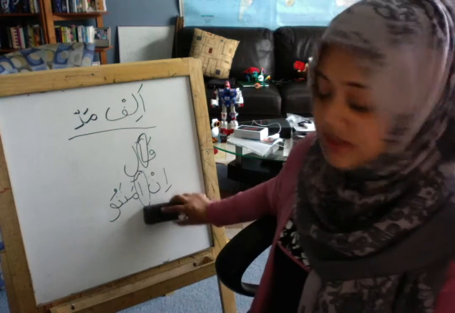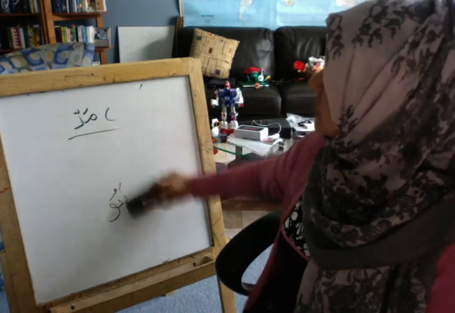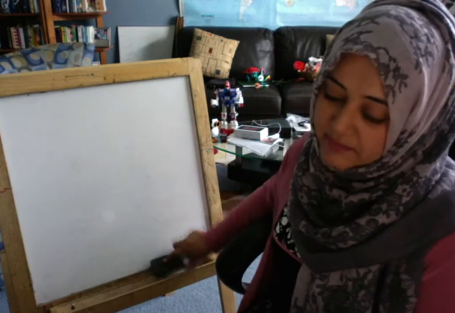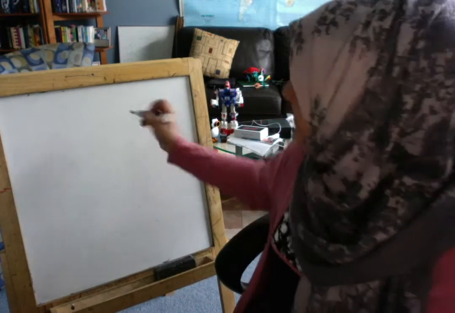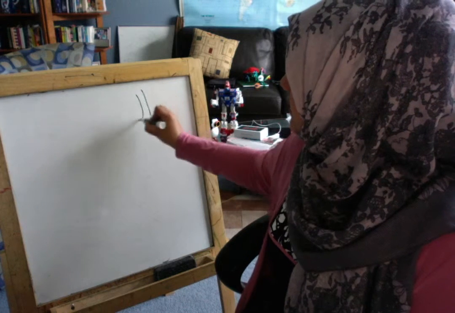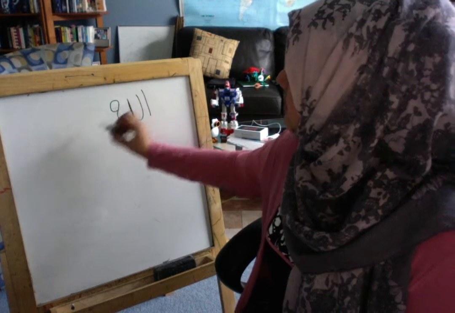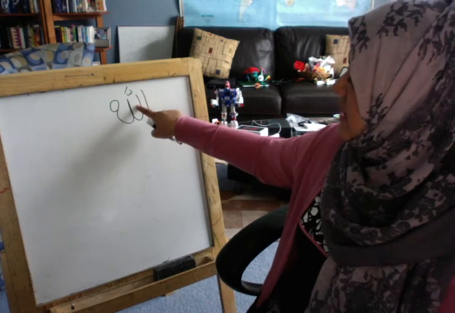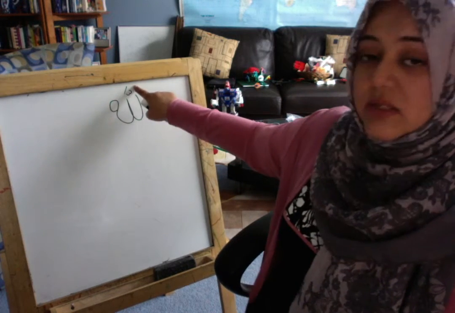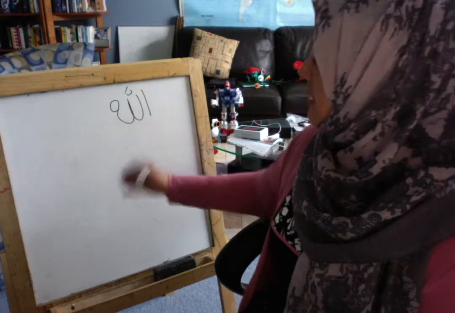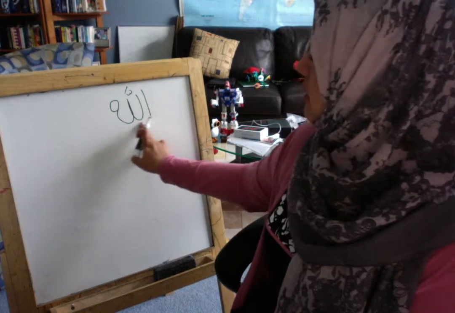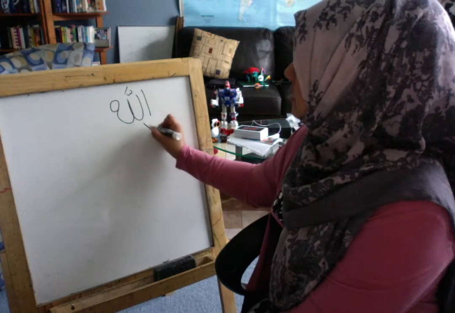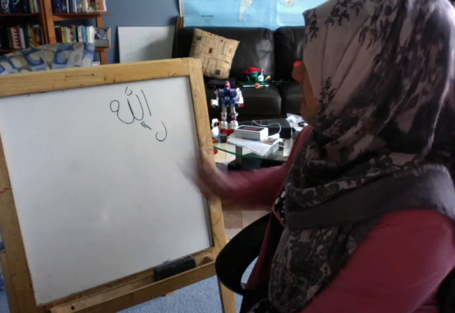Now, the next rule is the rule of Laam, but the Laam that is only in the name of Allah. Right there, Allah. Where's the Laam? Here's the Laam. And then Shadda, so there's two Lams, and then there's another Laam. So this is Allah. The one that we're referring to is this Laam right there.